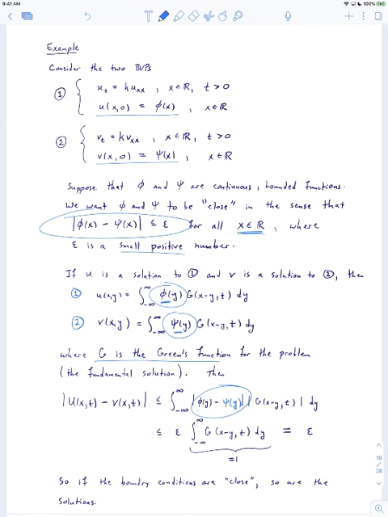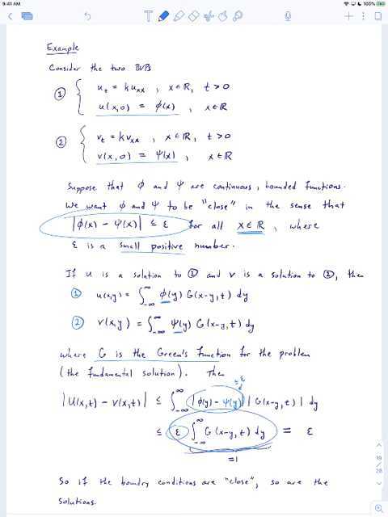So this difference between u and v is bounded by this doubly improper integral, where the integrand is given by the difference between phi and psi at y times the size of this heat kernel. Now, this difference here between phi and psi, we know that that's always less than or equal to epsilon. So this thing is always less than or equal to epsilon here. And that just leaves us with epsilon times this integral.